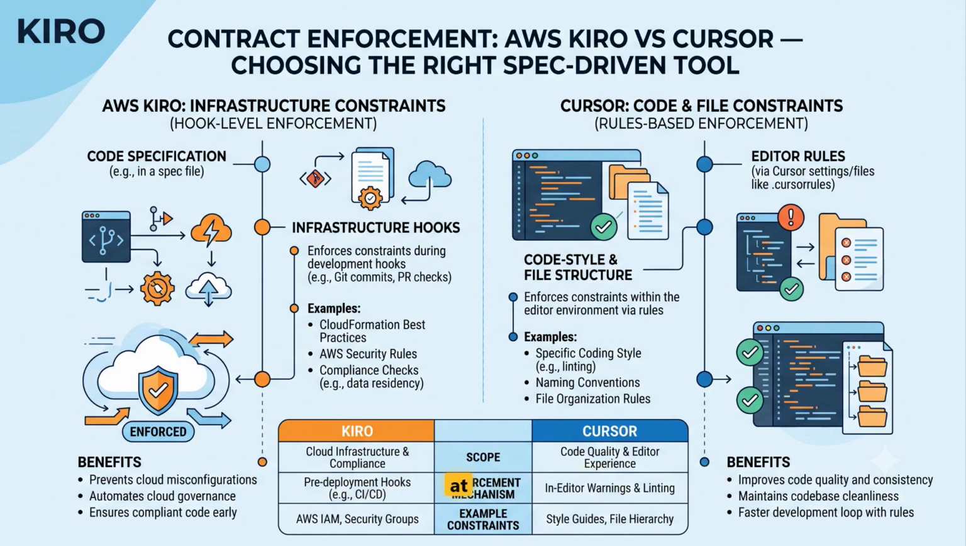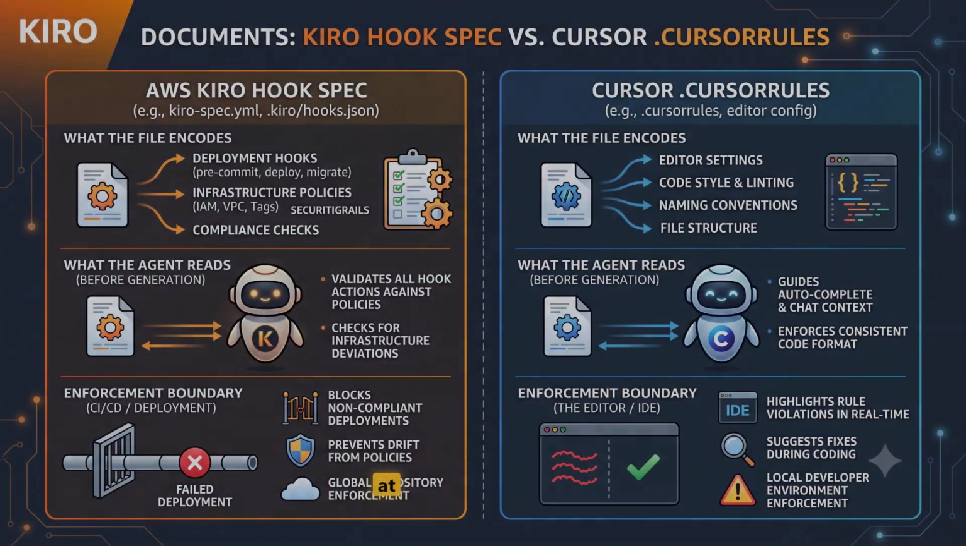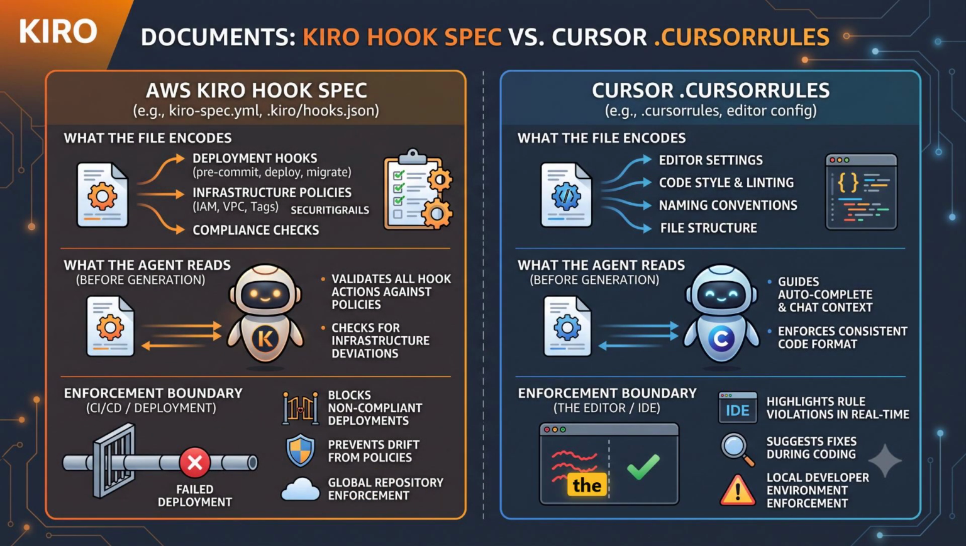Next, let us look at the actual documents that encode this contract in a real project, starting with the exact structure of a spec.yml file. Look at the orange box on the left side, where the AWS Kiro hook spec lives in files like kiro-spec.yml or .kiro/hooks.json. This document encodes pre-commit deployment hooks, IAM and VPC infrastructure policies, and mandatory compliance checks.